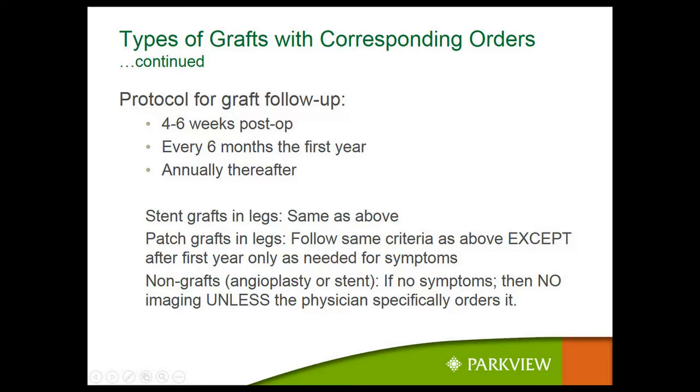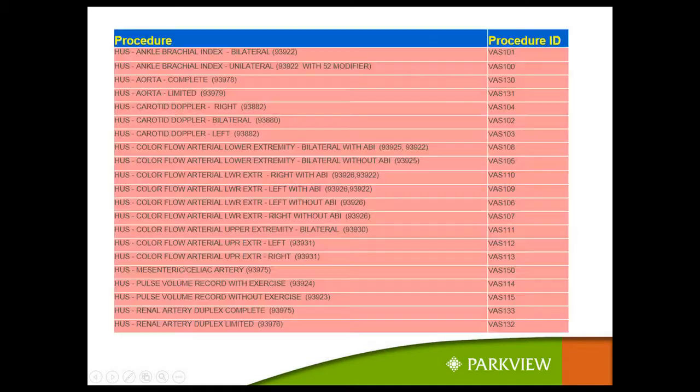Stent grafts in the legs, the protocol is the same as above: every 4 to 6 weeks, every 6 months, and annually. Patch grafts in the legs, they only do those the first year, and after that it's only as needed for symptoms. Non-grafts, so that's angioplasty or stent, these are not routinely followed unless the physician specifically orders it. And he may order it because maybe this patient has had multiple interventions and they continually fail, and they don't want to wait. They're just going to check it to make sure that it's not going to have any problems.